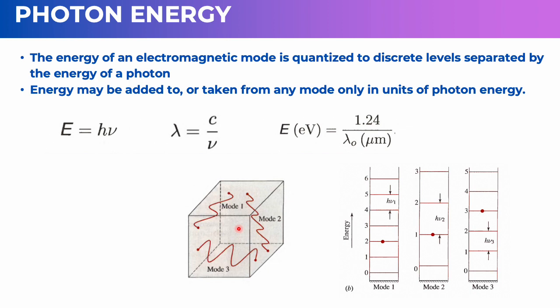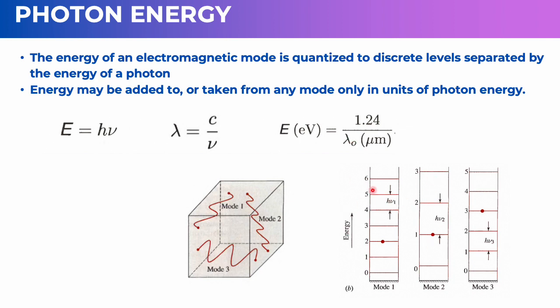The energy of a photon is given by E equals h times nu. Here h is Planck's constant, which is a universal constant, nu is the frequency of the photon, and E is the energy. On simplification, we can say that the energy in electron volts is equal to 1.24 divided by the wavelength of the photon in micrometers.